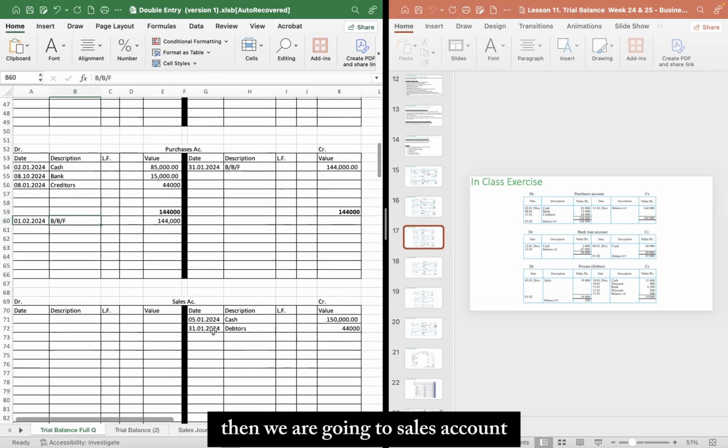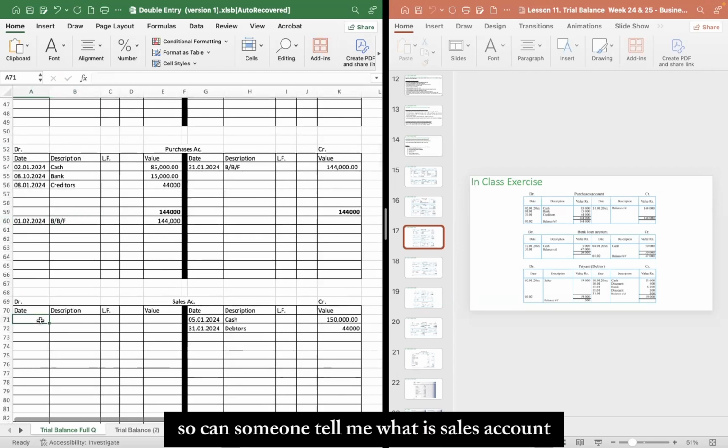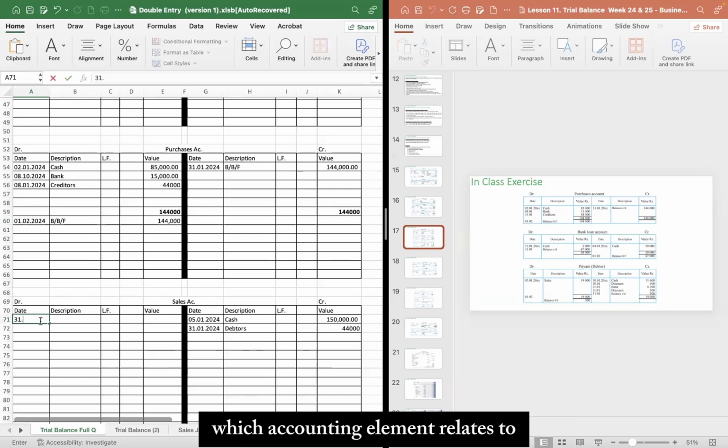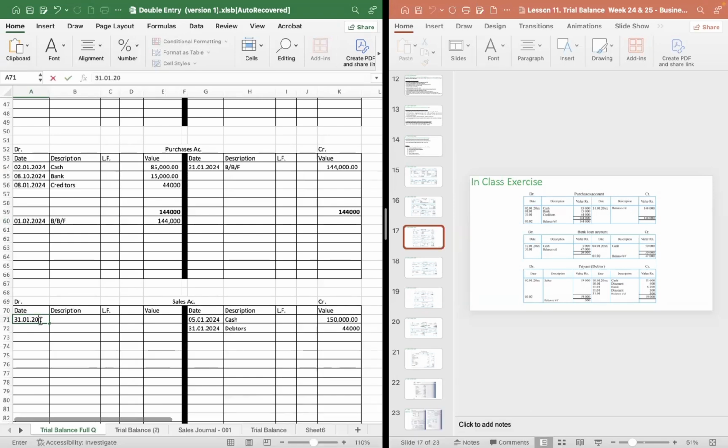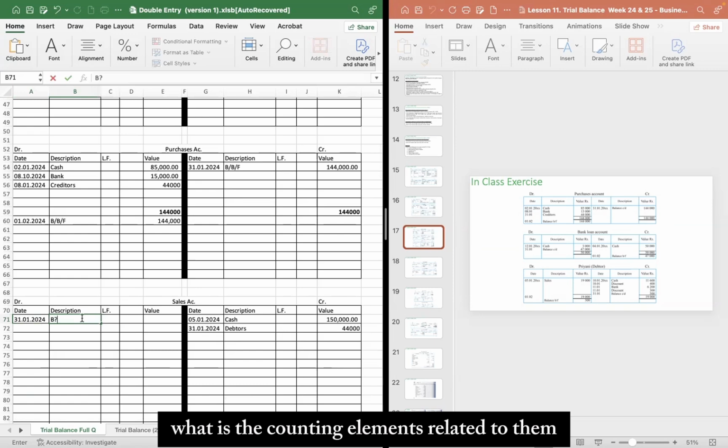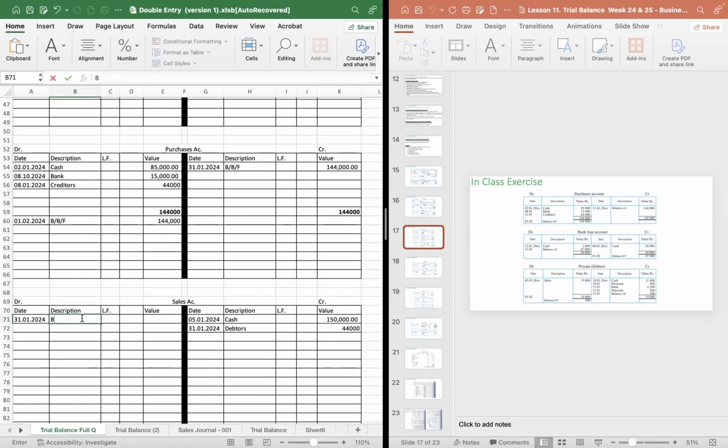Then we are going to the sales account. So can someone tell me what is the sales account? Which accounting element does it relate to? What is the accounting element related to that? What is sales? Sales is income.